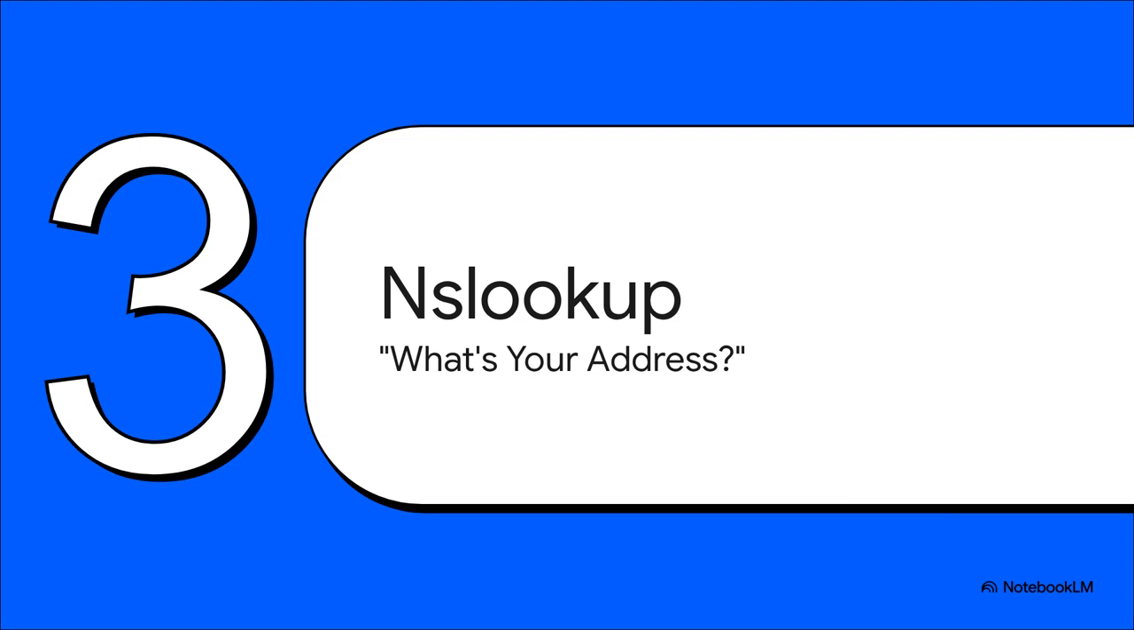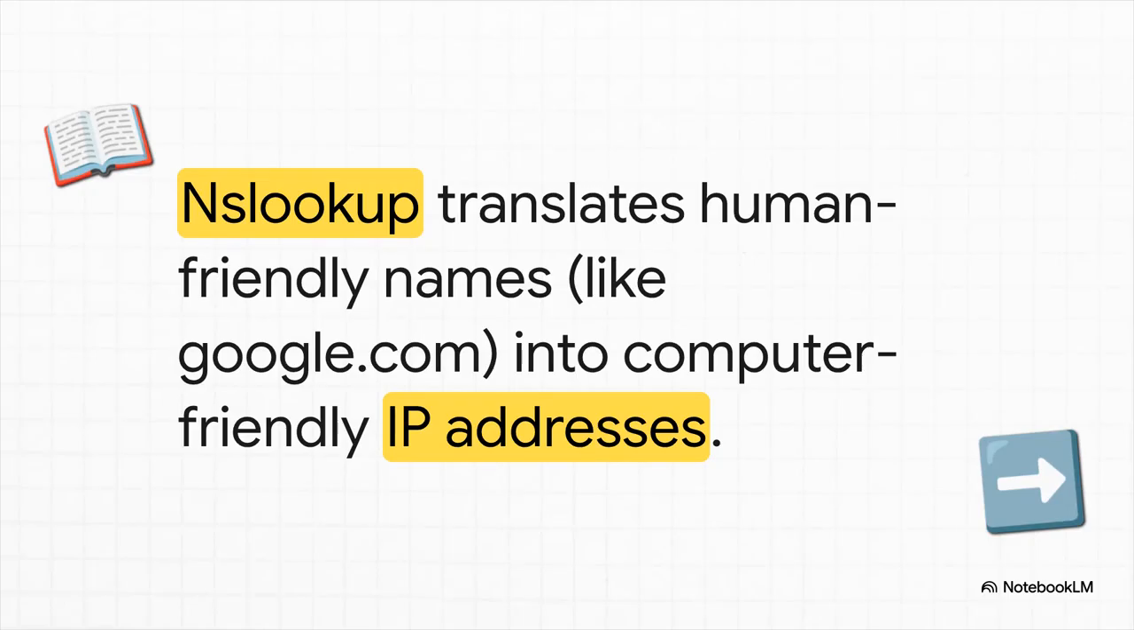All right, so we can check if a server's online and we can map the exact path to it, but what if the problem is that your computer doesn't even know where to send the ball in the first place? This is where our third and final tool, Nslookup, comes into the picture. The best way to think of Nslookup is as the internet's address book, or maybe its phone book.